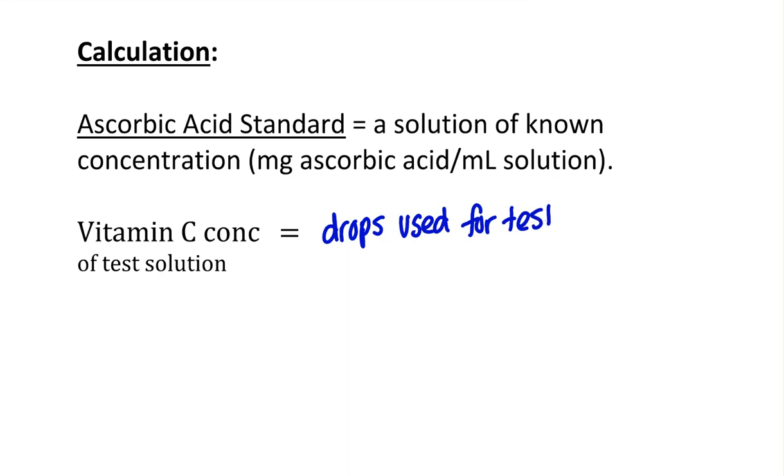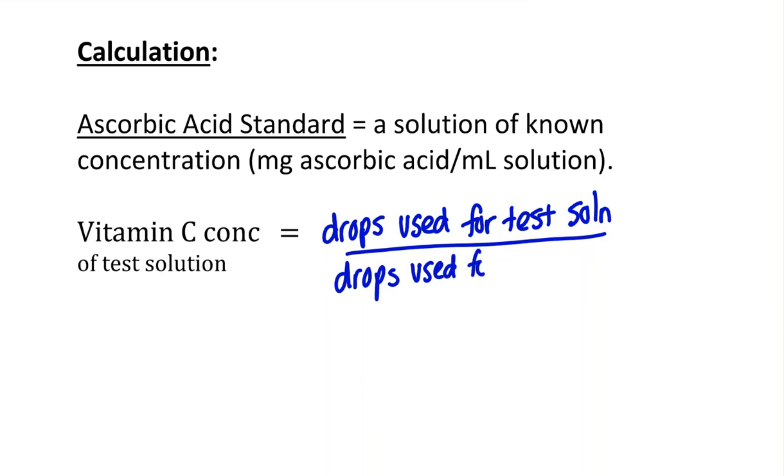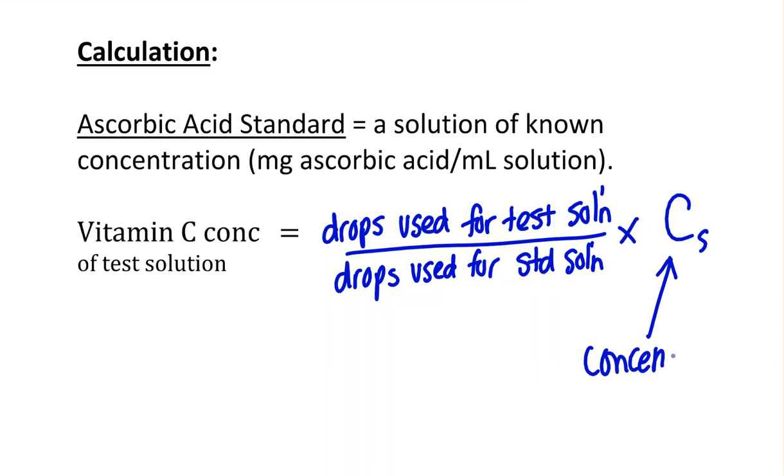So however many drops of DCIP the unknown or test solution required, divided by the drops of DCIP needed for the standard solution, and then times CS, I use CS because it's the concentration of the standard solution.